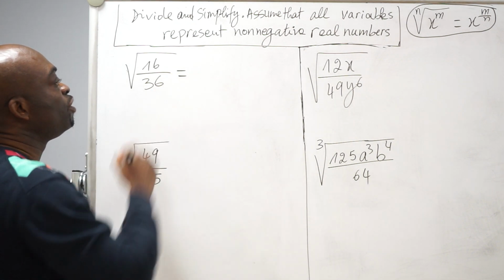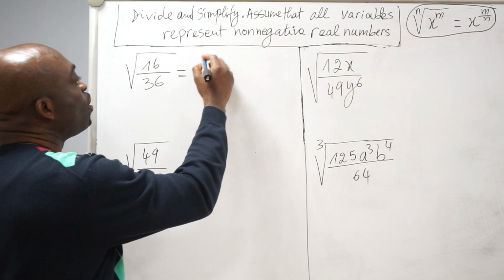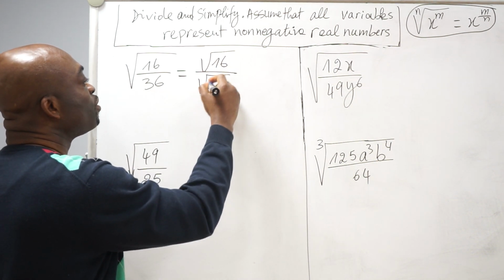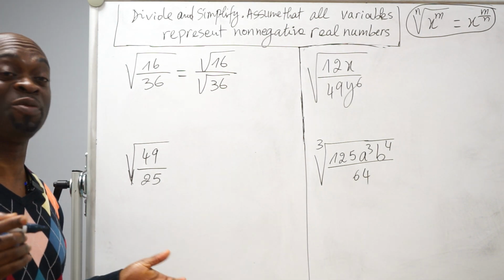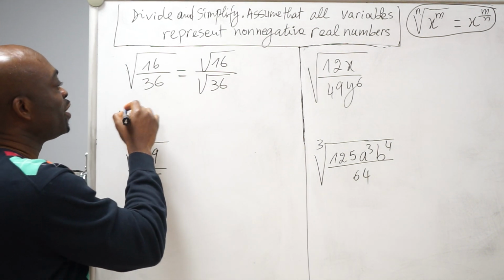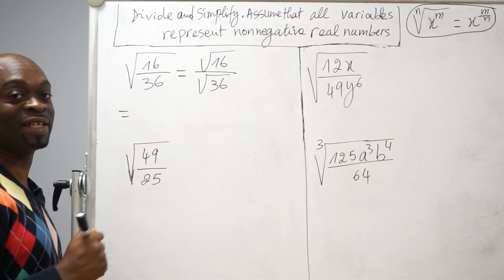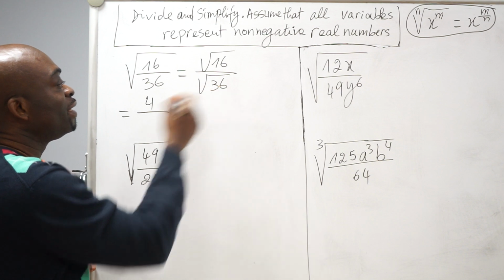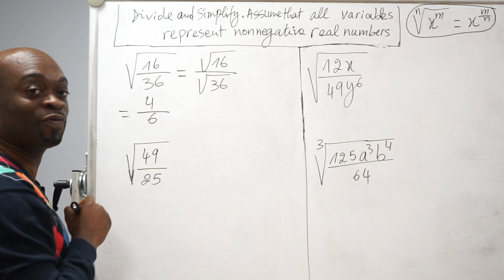But it's just a matter of methodology. So you take the square root of 16, and then the square root of 36, because it's going to make your life a lot easier, okay? That's what we want to do going forward. So this one is going to be equal to what? Do we know what the square root of 16 is? It's 4, because 4 times 4 is 16. And then 6 times 6 is 36. So this one is 4 over 6.